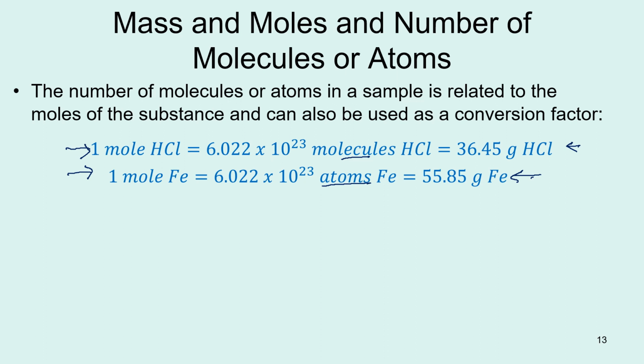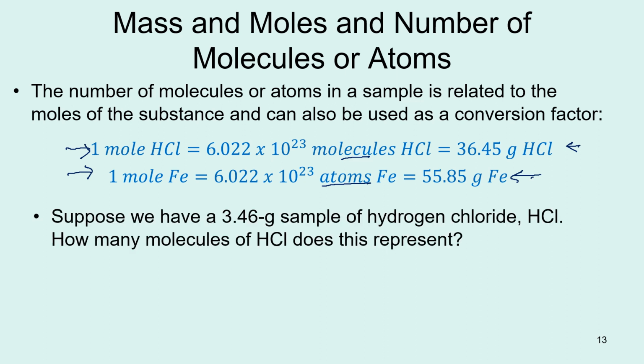factor. So suppose we have 3.46 grams of hydrogen chloride. How many molecules will there be in this 3.46 grams? Okay, so now we know our conversion factor. We know 1 mole, but in this case we don't care about moles. We want to convert from grams to molecules. So we know that 36.45 grams equals 6.022 times 10 to the 23rd molecules. So I can make that my conversion factor.